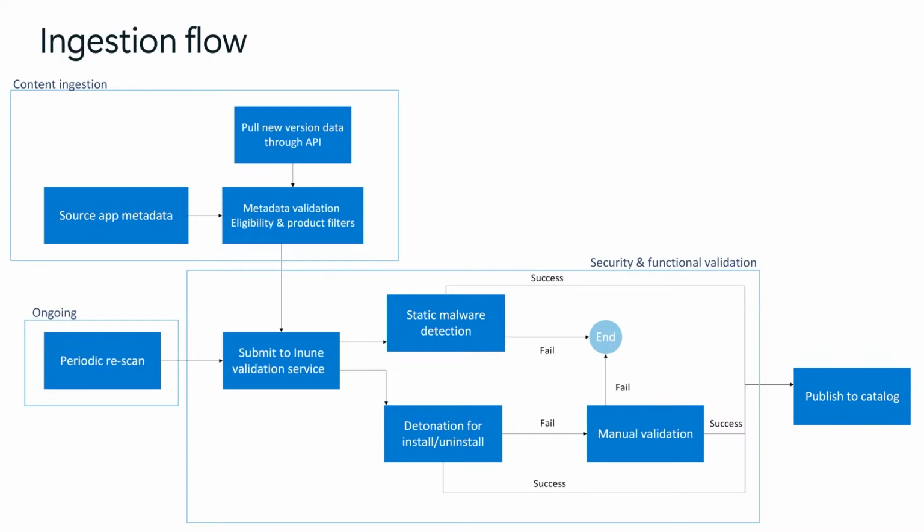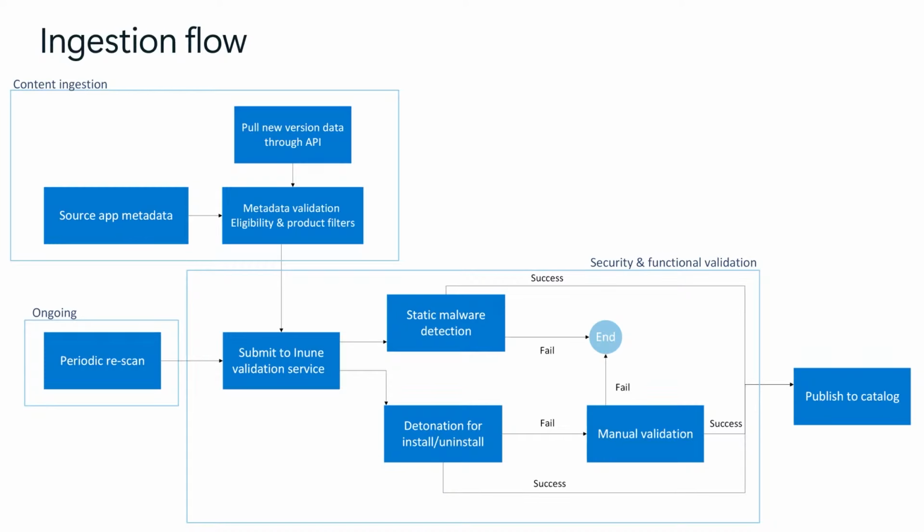Both are required for layered security at enterprise scale, where static scanning provides speed and broad coverage, while dynamic scanning provides depth and behavioral assurance. And together, they allow EAM to strike a balance between catalog breadth and security by supporting a wide range of commonly used enterprise apps while maintaining a high bar for trust.